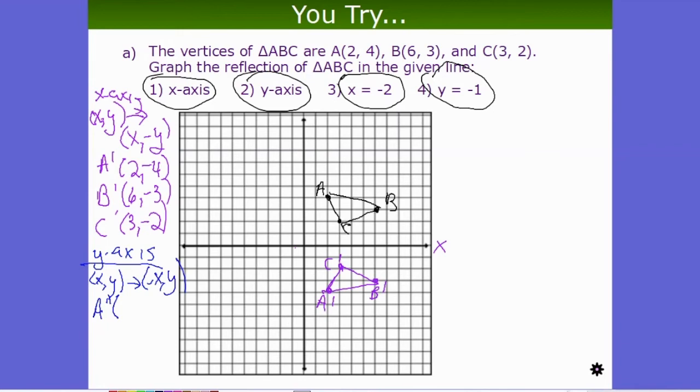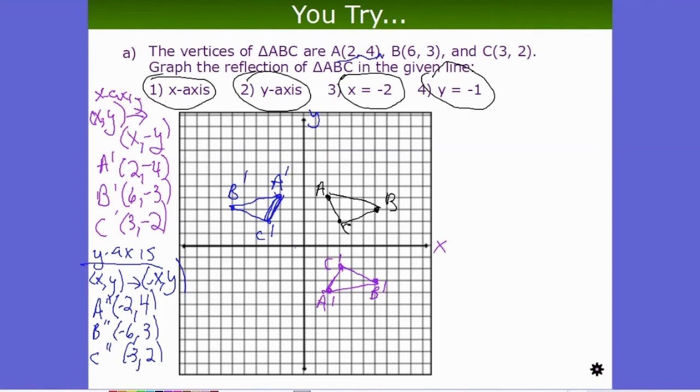Now my x, so I've got up here 2, 4. The x becomes opposite and the y stays the same. For the second point, 6, 3, the x becomes opposite, y stays the same. And that third point, 3, 2, x becomes opposite and the y stays the same. Let's graph that. And here's my y-axis. If you were to fold along there, these points should line up.